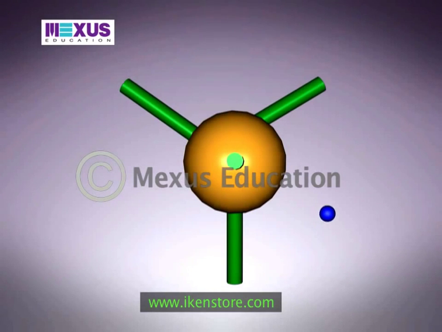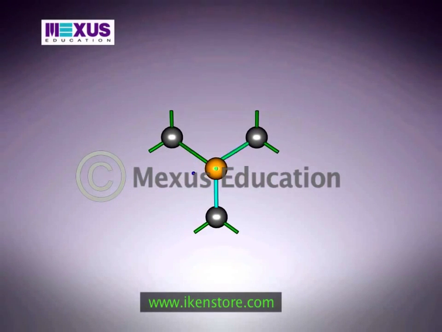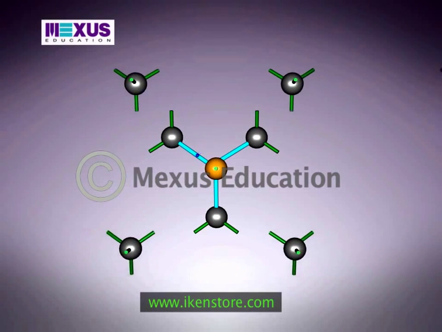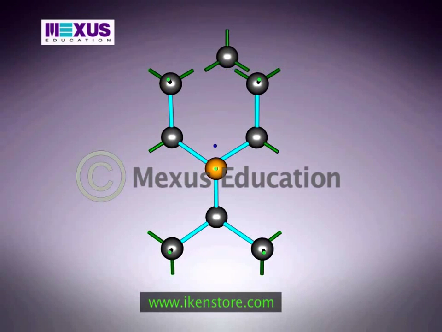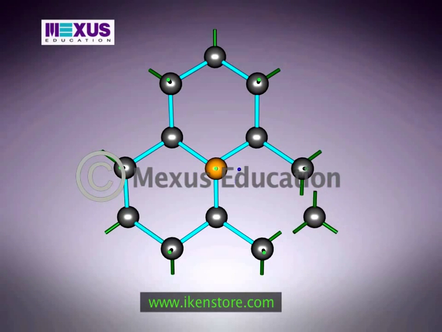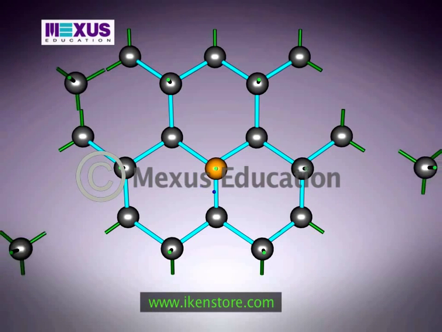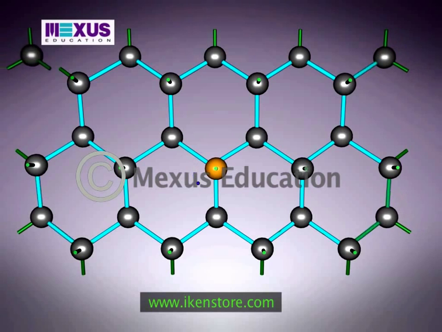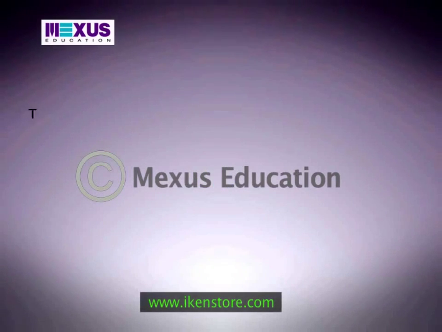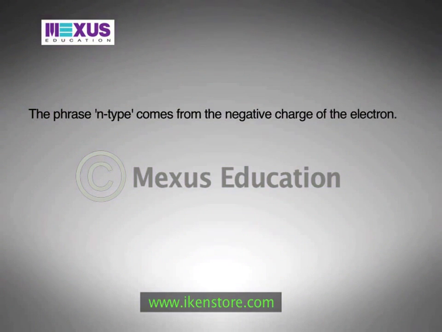N-type semiconductors. If a small amount of pentavalent impurity is added to an intrinsic semiconductor, then 4 of the 5 valence electrons form a covalent bond with the 4 valence electrons of the intrinsic semiconductor, and the 5th one will be available for conduction. This type of semiconductor, where electrons are the current carriers, is known as an N-type semiconductor. The phrase N-type comes from the negative charge of the electron.